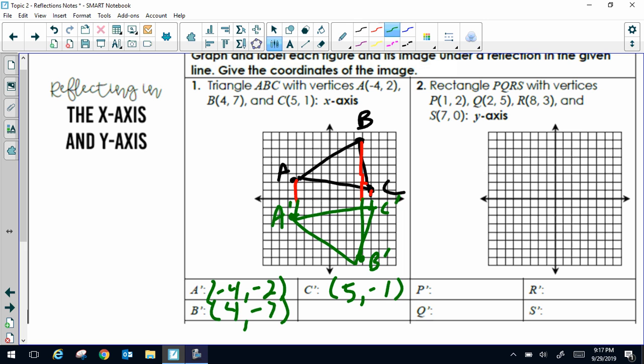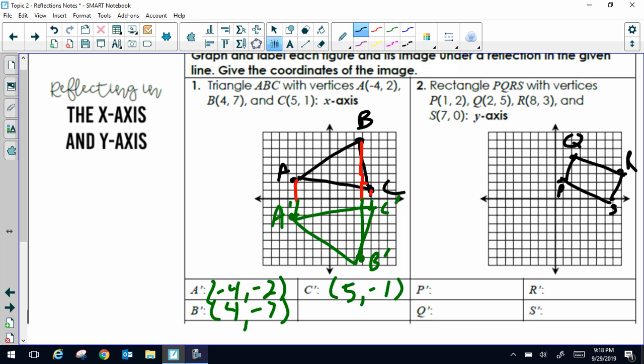You can do the same thing for the y-axis. So if I have P, which is at 1, 2, Q at 2, 5, R at 8, 3, and S at 7, 0, this time they want me to reflect over the y-axis.